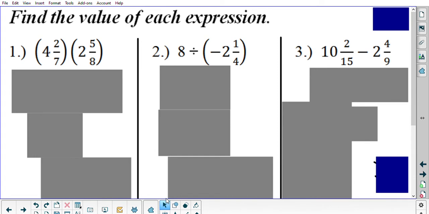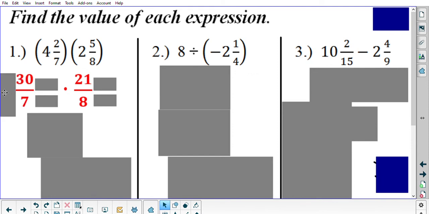Okay, I hope you've already done these 3 problems on your own. Let's see how you did. Problem number 1, we have multiplication. Did you make them improper fractions first? Then, did you look to see if you can reduce diagonally? The 30 and the 8 are both divisible by 2. The 7 and the 21 are both divisible by 7.